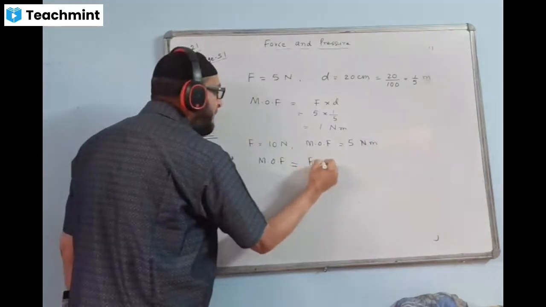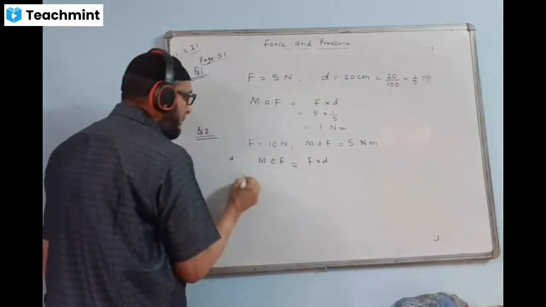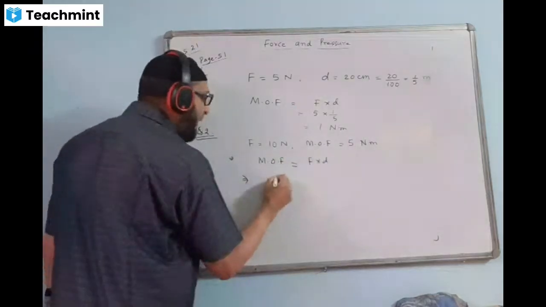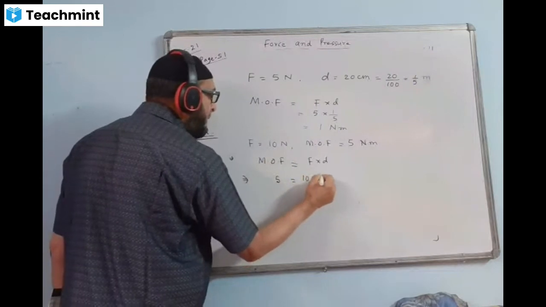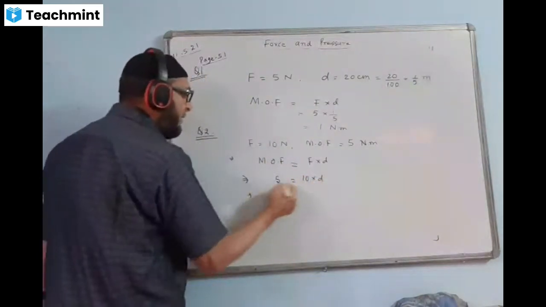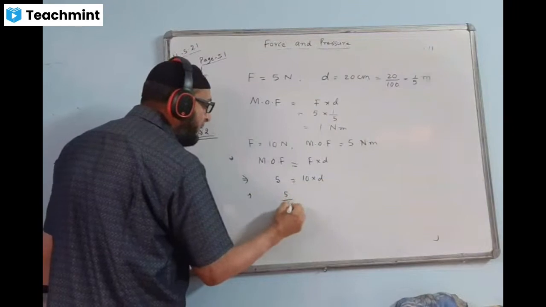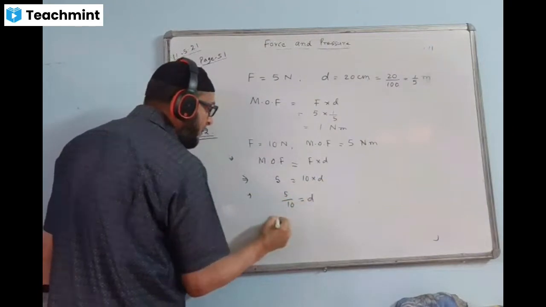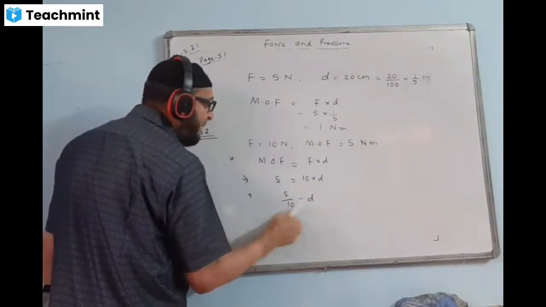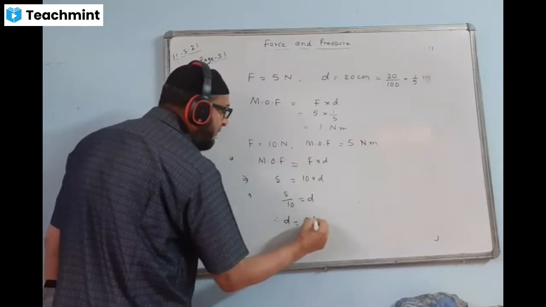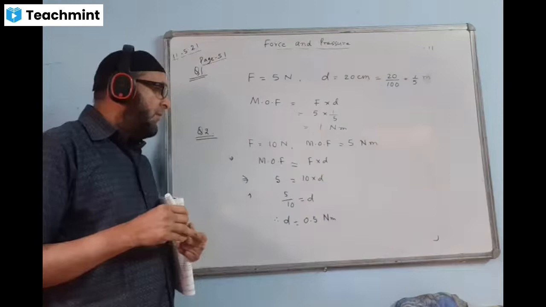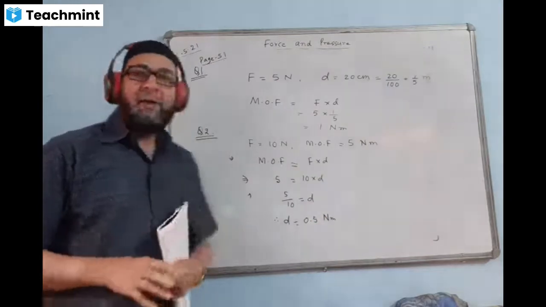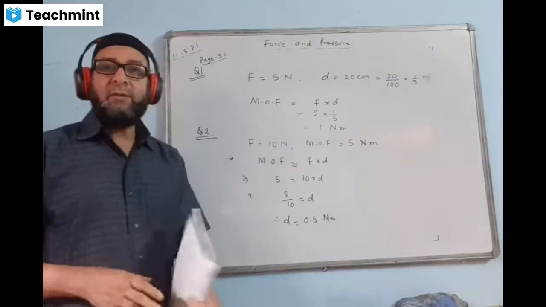Moment of force formula is F into D. Moment of force value is given 5, write 5 here. F is given 10 and D is unknown. This 10 will come down. 5 by 10 is the value of D. Therefore, D value is 5 by 10, we divide, the answer is 0.5. The value of distance is 0.5 meter.